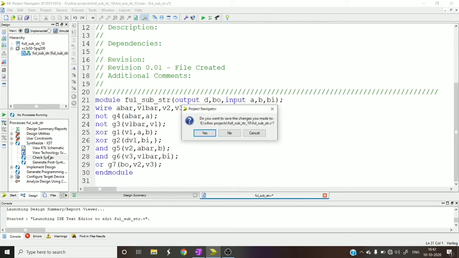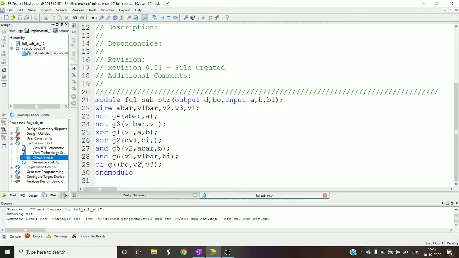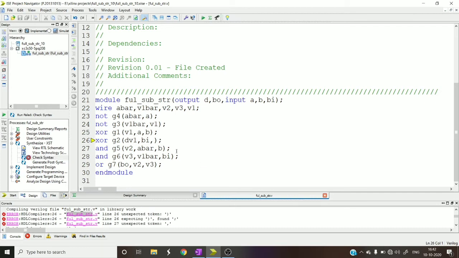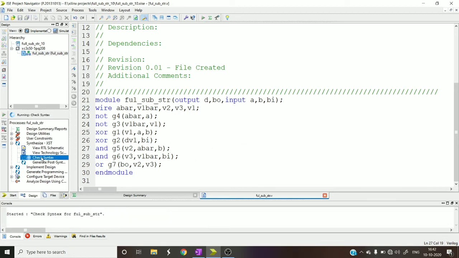Now let me check the syntax of this code once again. So it's loading. Okay, there are some syntactical errors. Let me check those things. Okay, here I have given one comma extra, so let me remove that. Okay, let me save once again. Let me check the syntax.